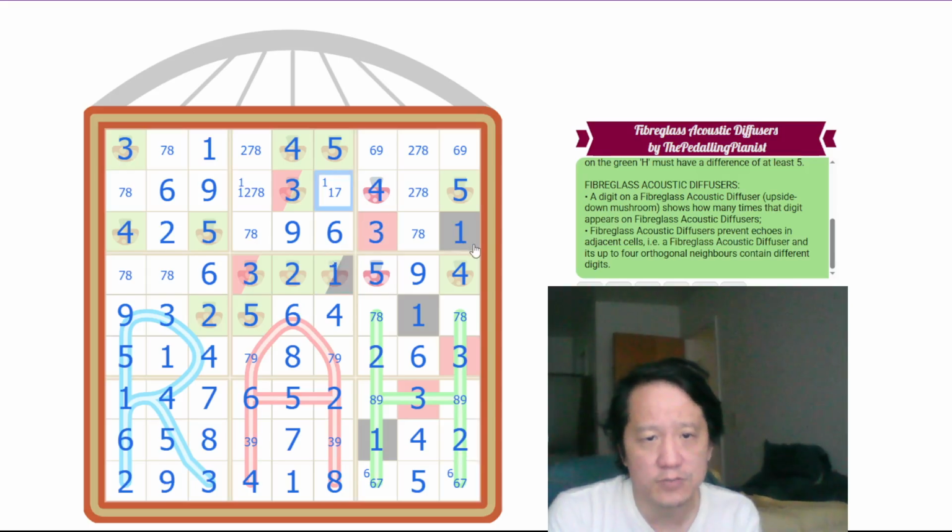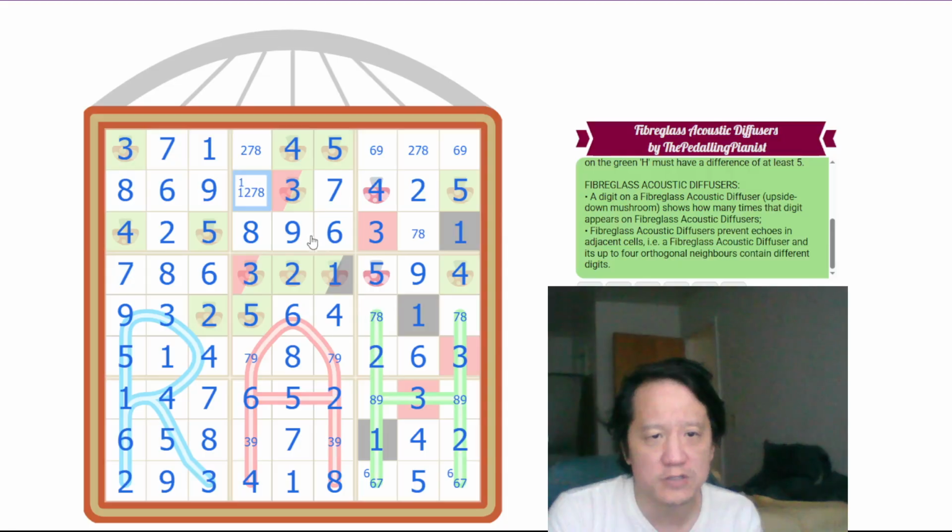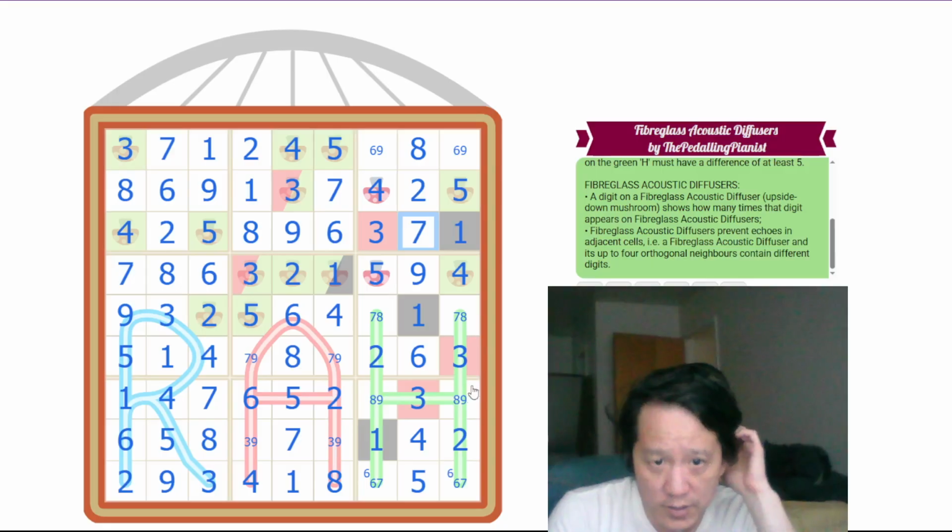This 1 eliminates 1 here, so it's 7. That makes it not 7, so that's 8, which makes that 7. 8 eliminates 8 here, so it's 7 and 8. This can't be 7 or 8, it's 2. 7 eliminates 7 here, so that's 8, which makes this not 2, 7, or 8. It's 1, which makes that 2. 2 and 7 eliminate 2 and 7 here, so that's 8, which makes that 7.